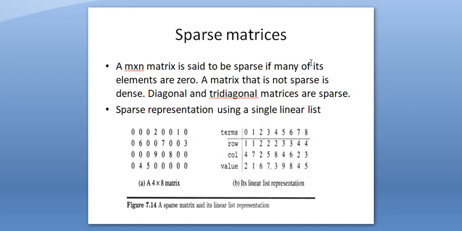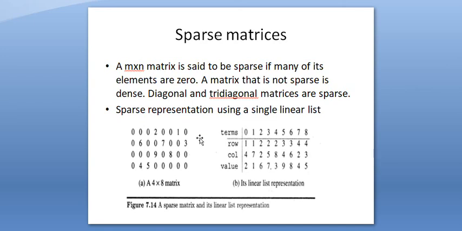Finally, we'll look at the sparse matrix. We define a sparse matrix as a matrix wherein the majority of the elements are 0 and only a few elements are non-zero. That is our simplest definition, and we call the matrix dense if the number of non-zero elements is more than the number of zero elements.